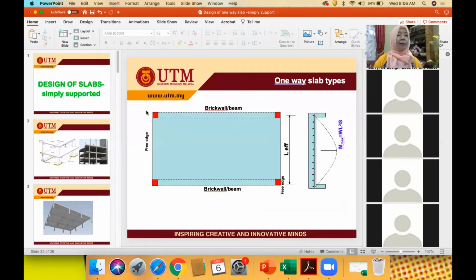Assalamualaikum and good morning. So we have a new topic for today, that is design of slabs. So today I will teach you how to design simply supported slabs.